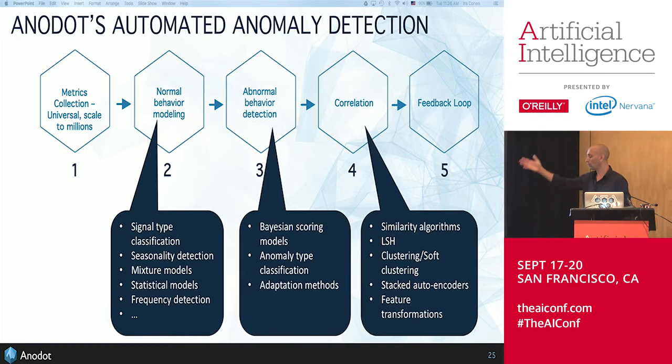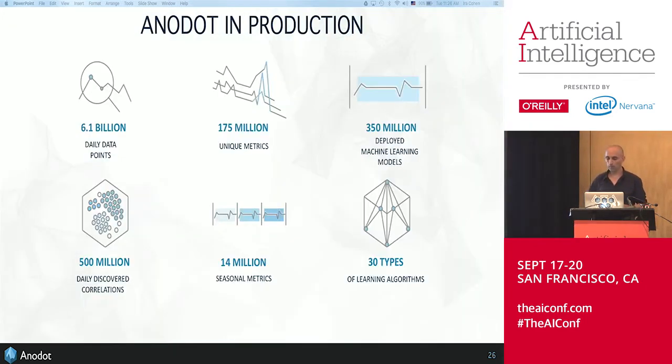The last step is feedback, which also has another set of learning algorithms. The point of this is that for us, our machine learning is anomaly detection. And to do it robustly and at very high scale, we had to implement a lot of different algorithms in production. Now, these algorithms run today on 6 billion data points per day. We analyze 175 million unique time series constantly every day, with 350 million different models deployed, sitting in memory, getting updated all the time, based on 30 types of learning algorithms.